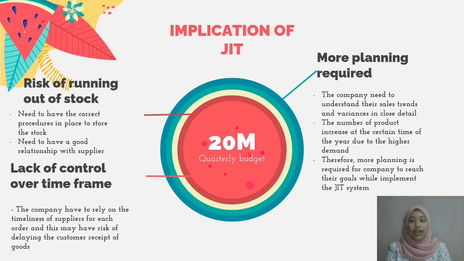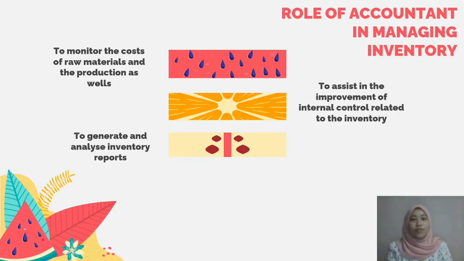The last implication is more planning required. The company needs to fully understand their sales trends and variance in close detail, because most companies have their own seasonal sales period. The number of products increases at a certain time of the year due to higher demand. So, the company needs to do planning to ensure the supplier is able to meet different volume requirements at different times.